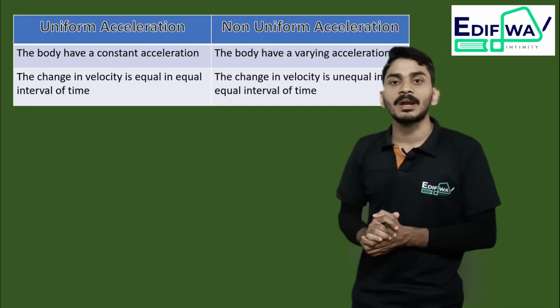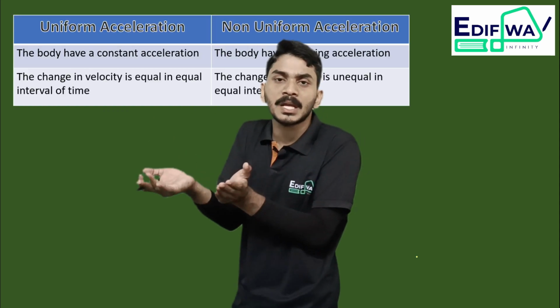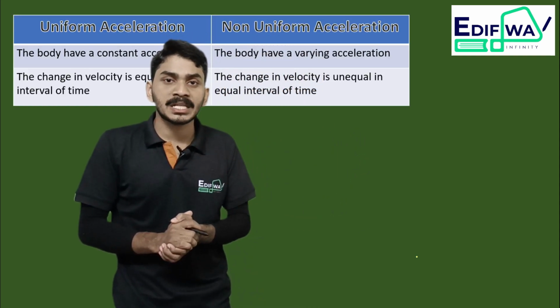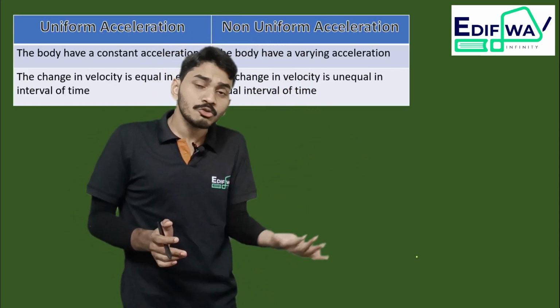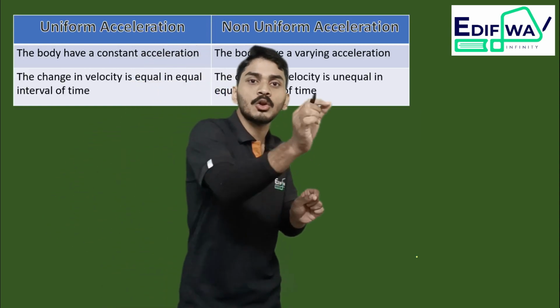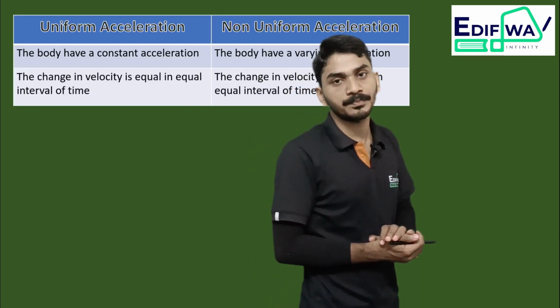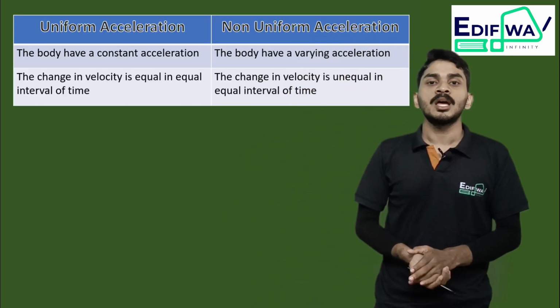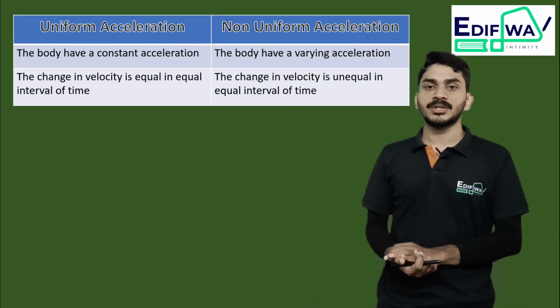If it was initially 5 meter per second square, then after some time it may become 7 meter per second square, then it may become 12 meter per second square. Which means that the acceleration is also varying with respect to time. Clear? Such a case is called non-uniform acceleration.